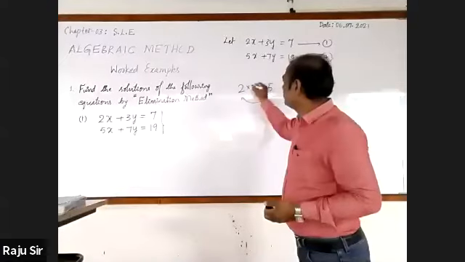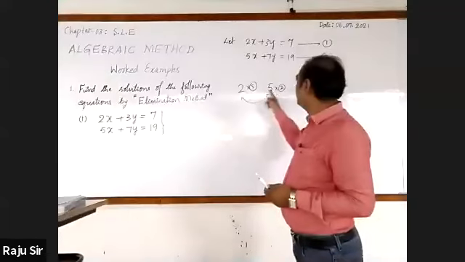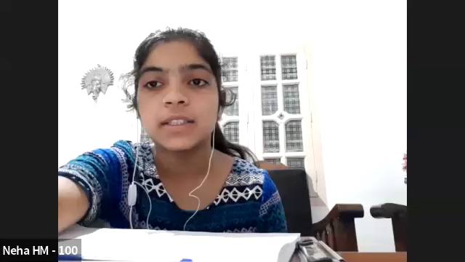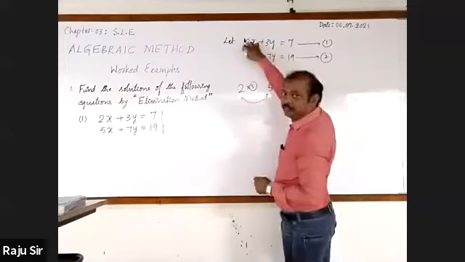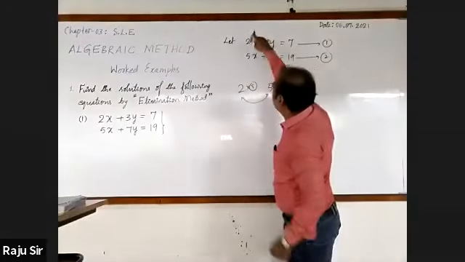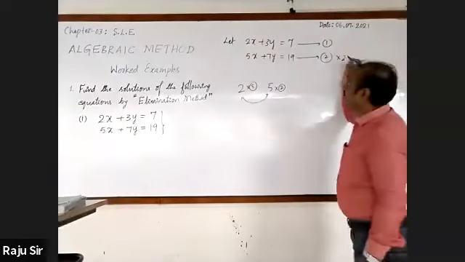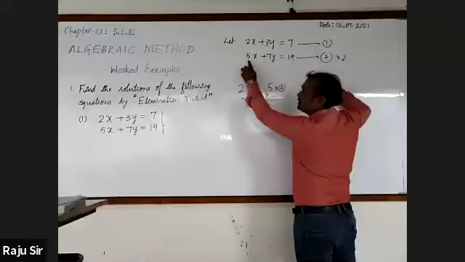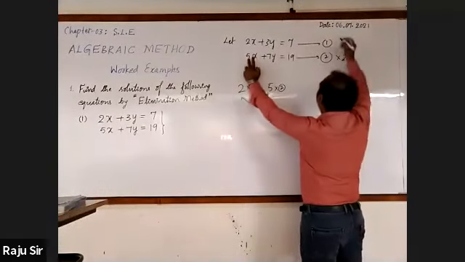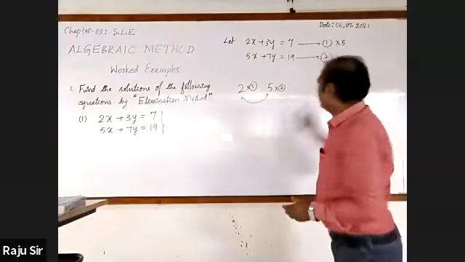Multiplying 5 and 2. 2 into 5, 5 into 2. 2 should be multiplied by 5 and 5 should be multiplied by 2. See, 2 5s are 10. Here 5 2s are 10. Very simple. Just observe here. Coefficient of x in first equation is 2 and I am going to multiply this 2 with equation 2. Coefficient of x in second equation is 5. I am going to multiply this 5 with first equation. Did you all understand? Yes, sir.